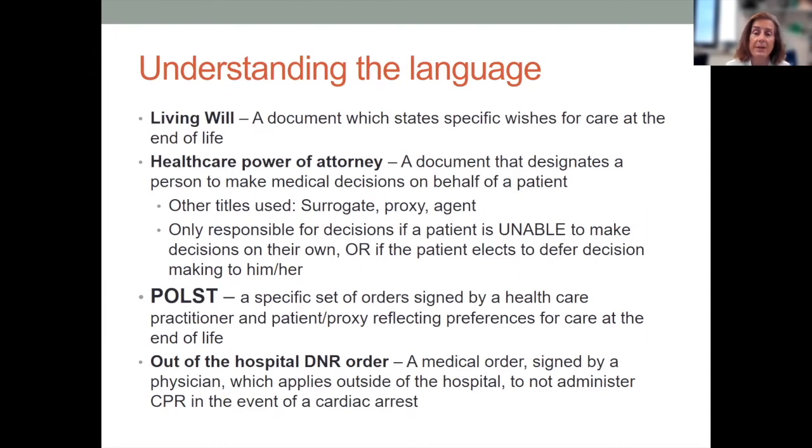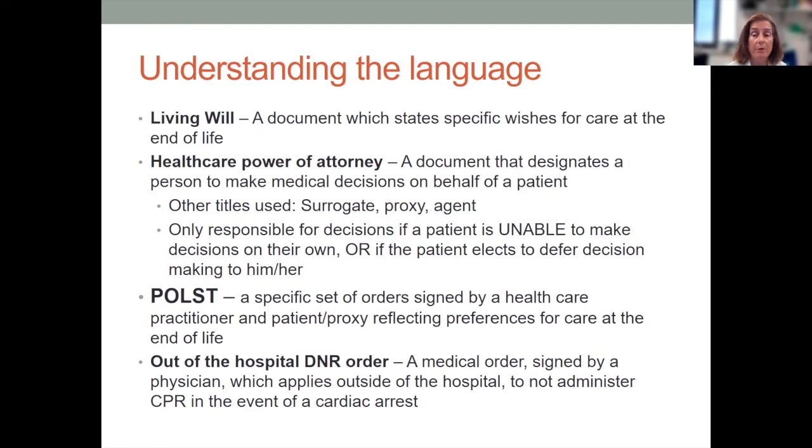It's important to understand the language surrounding advanced care planning documents. A living will is a document which states specific wishes for care at the end of life. A healthcare power of attorney is a document that designates a person to make medical decisions on your behalf. This person is only responsible for decisions if you are unable to make decisions on your own, or if you designate this person to make your healthcare decisions.